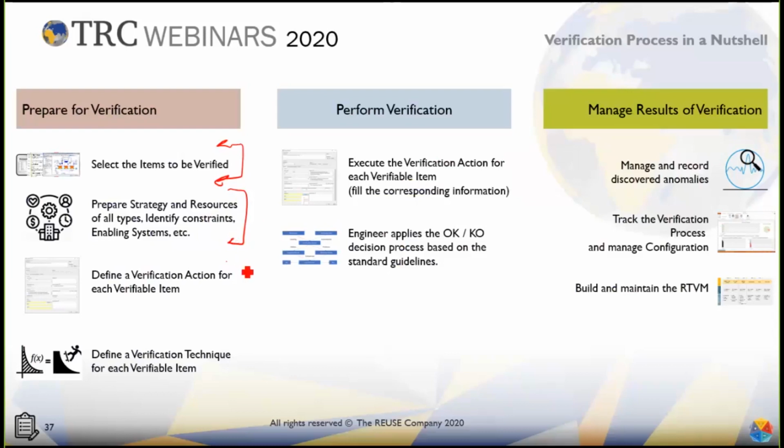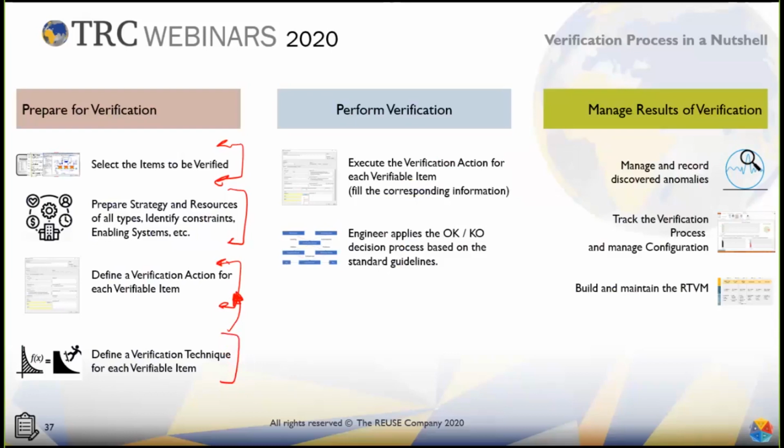Then you have to define verification actions. You have to be able to define how you are going to do the verification process for each verifiable item. If you can replicate these verification actions, as you will see, it could be nice. If not, you have to define one for each one. And of course, among these topics here, you have to define the verification technique. I'm going to put it here specifically for our tool definition later.